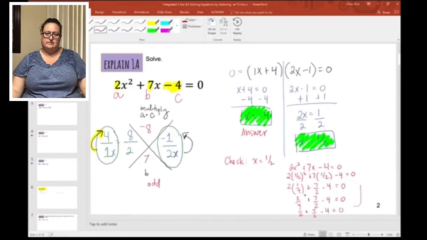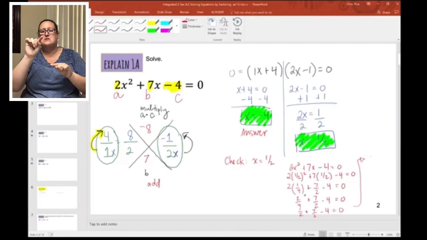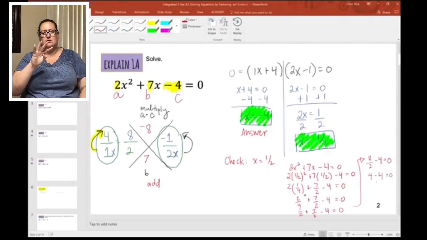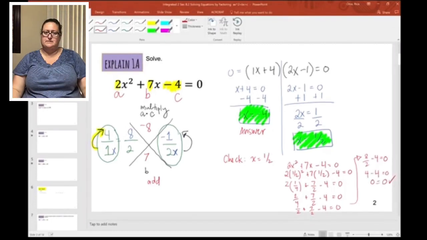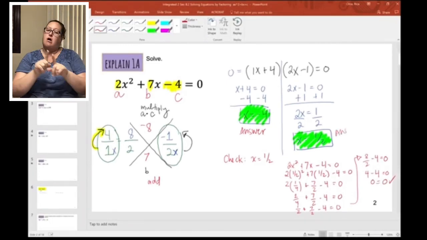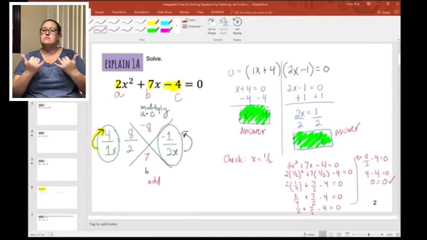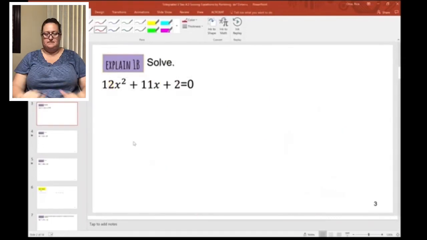I'm running out of space, so I'll continue on here. 1/2 plus 7/2 is 8/2 minus 4 equals 0. And 8/2 is 4, and 4 minus 4 is 0. So it checks, which means that x equals 1/2 is also a solution. Now let's move on to our next problem. Let's look at explain 1b.